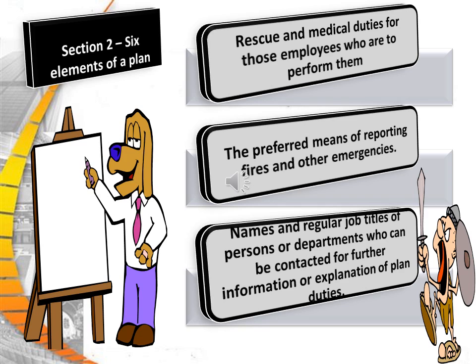6 elements of a rescue plan include rescue and medical duties for those employees who are to perform them, the preferred means of reporting fires and other emergencies, the names and regular job titles of persons or departments who can be contacted for further information and explanation of plan duties.